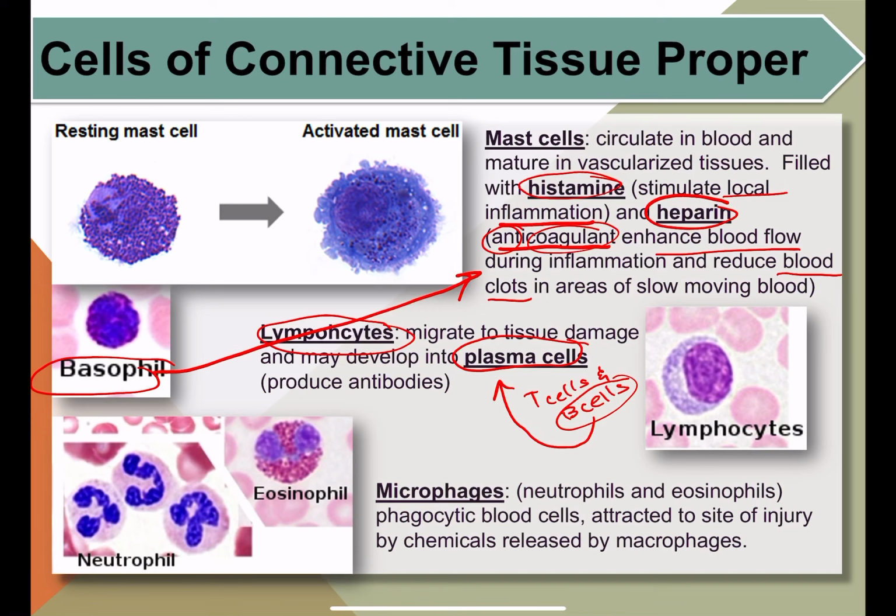And then you have macrophages. So macrophages include specific immune cells called neutrophils and eosinophils. They are also a type of phagocytic blood cells that are attracted to the site of injury by chemicals released by your macrophages. So remember when we talked about macrophages earlier, we said that they release chemicals that will recruit other immune cells to help with the fight. And hence those immune cells, for example, will be neutrophils and eosinophils.